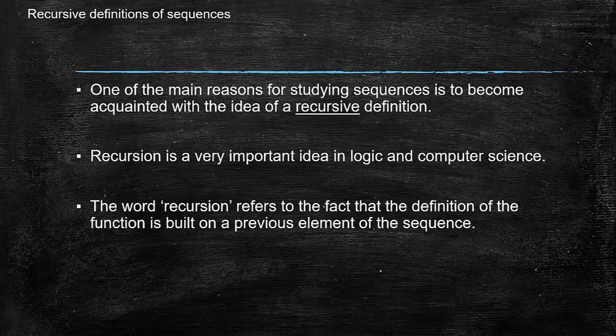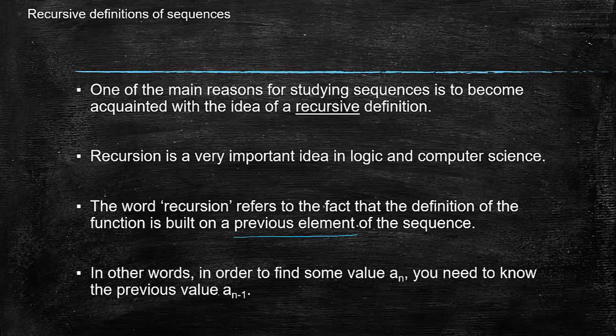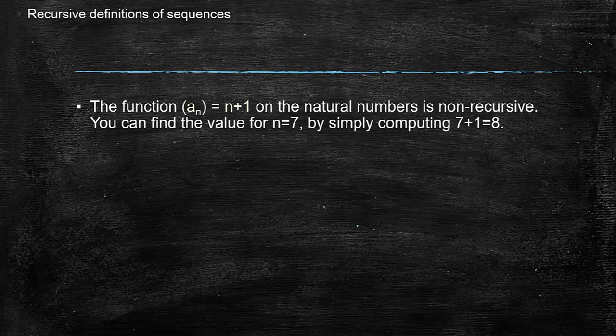The word recursion refers to the fact that the definition of the function is built on a previous element of the sequence. In other words, in order to find some value a sub n, you need to know the previous value a sub n minus 1, the previous member of the sequence. The function a sub n equals n plus 1 on the natural numbers is non-recursive. You can find the value for n equals 7 by simply computing 7 plus 1.